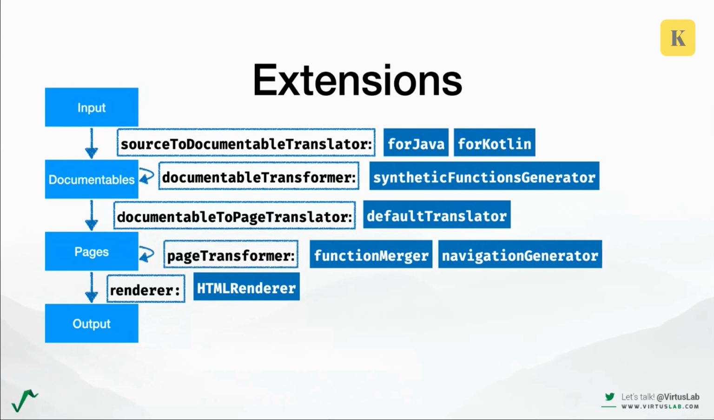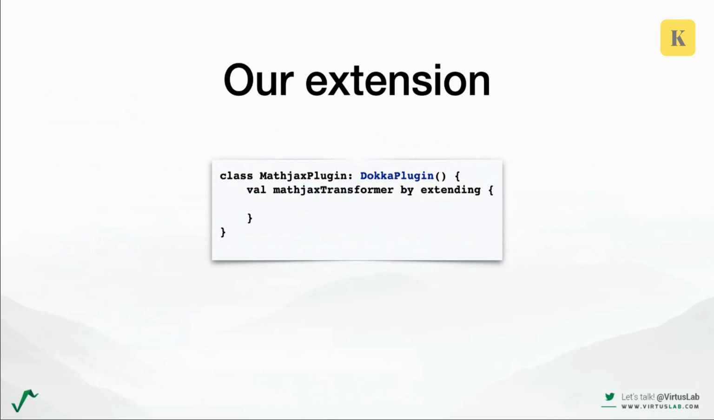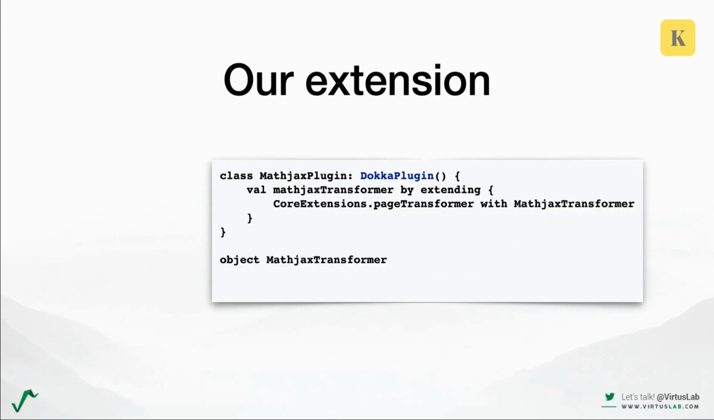We want our plugin to just add a new page transformer. So to create an extension, we just need to create a new property inside of the Dokka plugin. There is no abstract method that it should override. We are just adding a property, and we are using the extending delegate for that. And this extending delegate inside of this block provides us with what we call the extension DSL. In the most basic simple form, this extension DSL looks something like this. So we are specifying that we want to extend one of the core extensions called page transformer with something that we call MathJax transformer. And MathJax transformer is a really simple transformer. It doesn't need to hold any state.